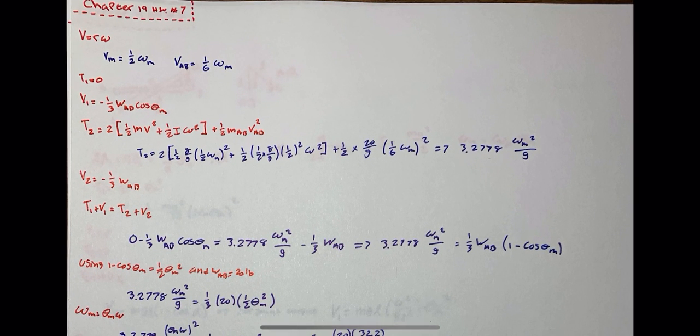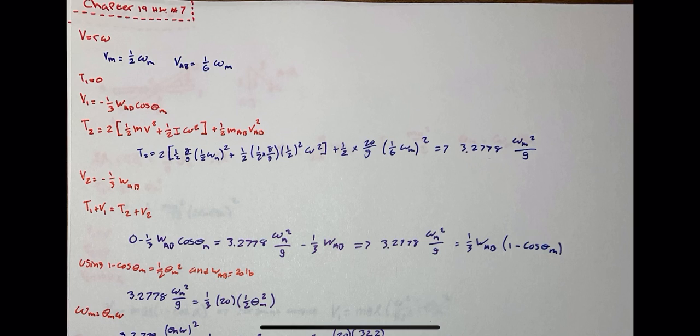All right, number 7. We have a 20-pound rod AB attached to two 8-pound discs, and knowing that the discs roll without sliding, we're supposed to determine the frequency of small oscillations of the system. So, first of all, we know that V is equal to R omega. Using that, we get Vm is equal to 1/2 omega m, and Vab is 1/6 omega m.